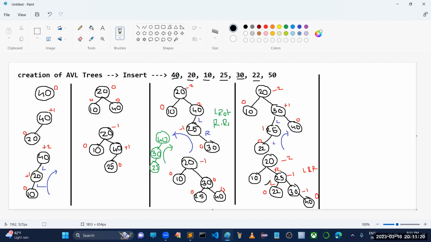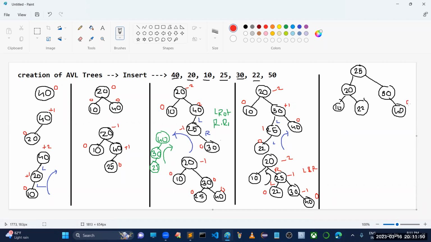Here, left rotation means like this. So who will become the parent? 25 will become the parent. For this, 20 will become the left subtree. For 20, 10 will become the left subtree. This 22 is less than 25, that means immediately it will move to the left subtree. It is greater than 20, so 22 will come here. For 25, 30 will become the right subtree. For 30, 40 will become the right subtree. Like this we are getting.